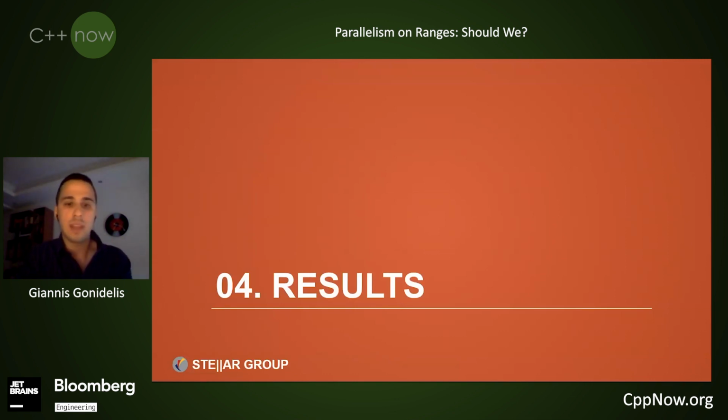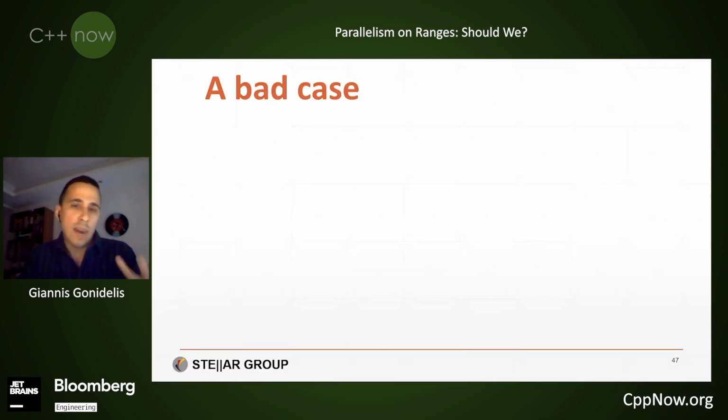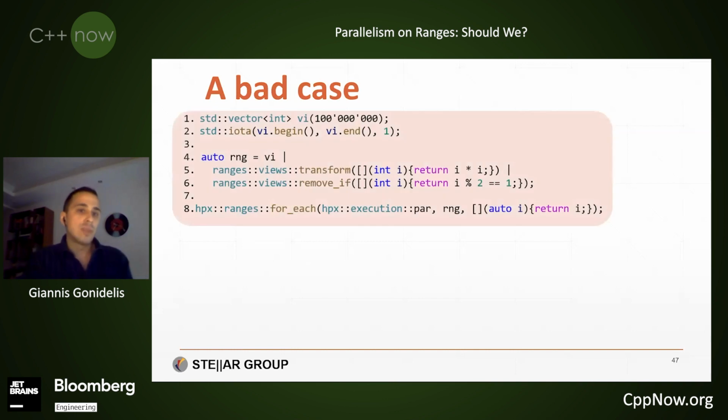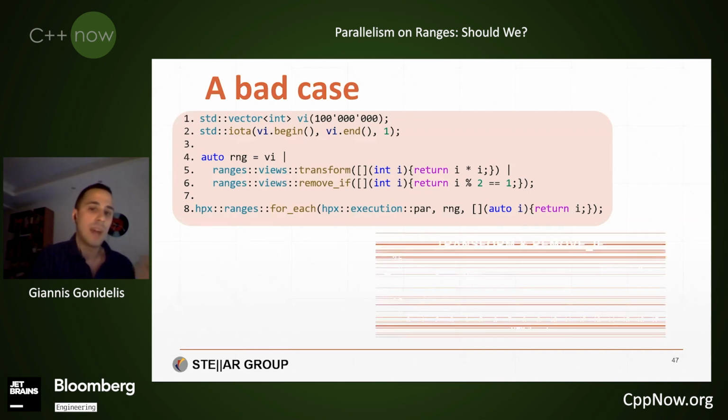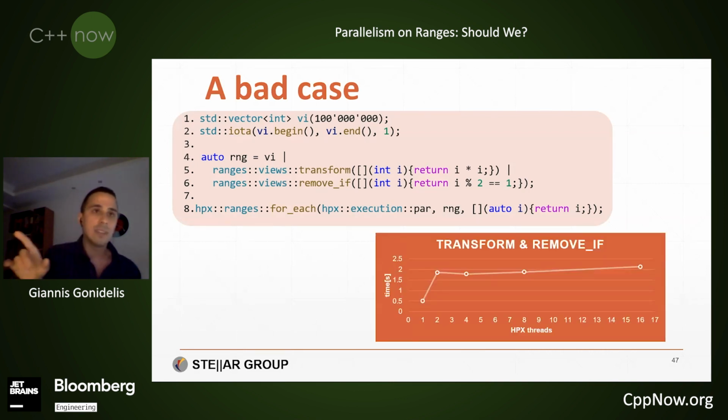I'm going to wrap this up in like 3 slides. So a bad case, I've been talking about this from the beginning of my talk. It's a transform and remove if example, which I worked very, very, very hard to understand why it is so bad. So I scaled it on my computer and it didn't scale well. And the reason why it didn't scale well was this iterator exposition problem that I explained to you.